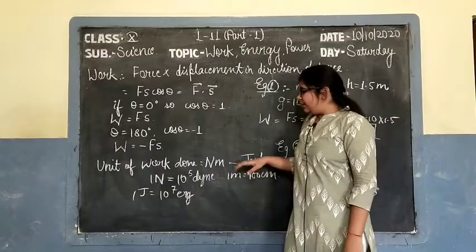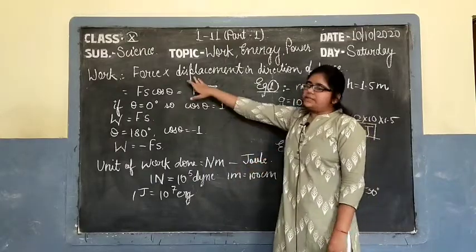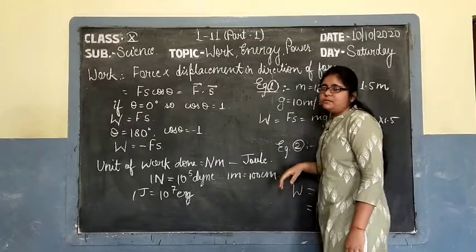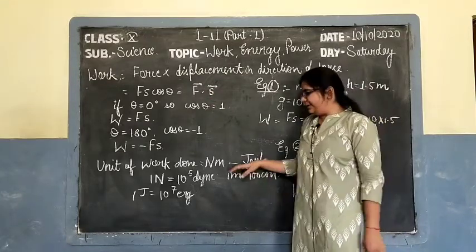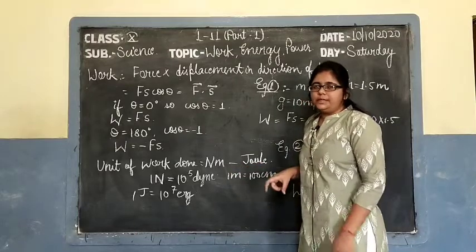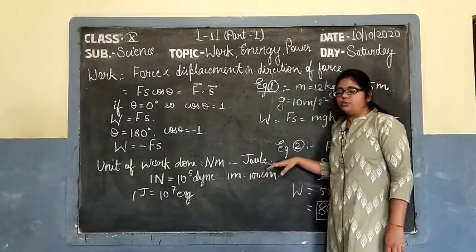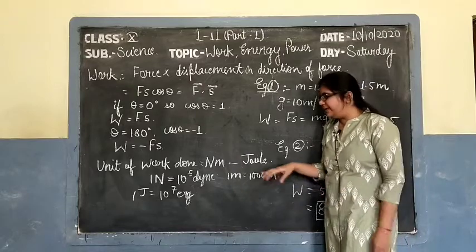Now the unit of work done. The unit of force, as you know, is the Newton in SI terms, and displacement is a length, so its unit will be the meter. This term, Newton meter, is denoted by the term joule. So the unit of work done will be joule.